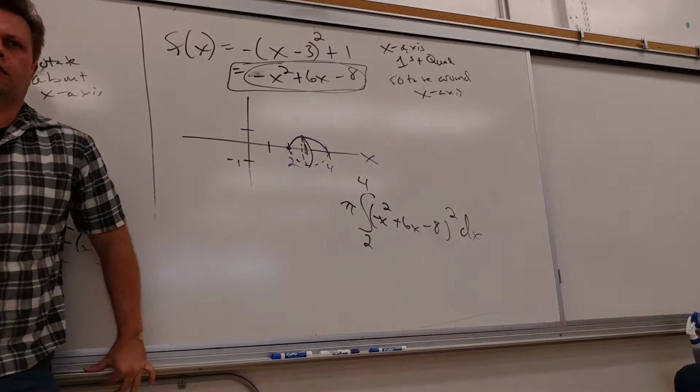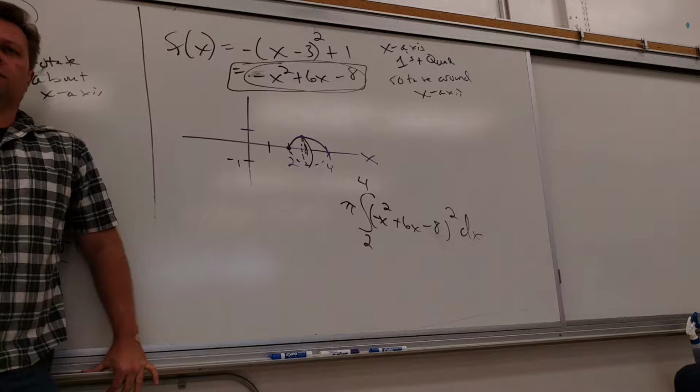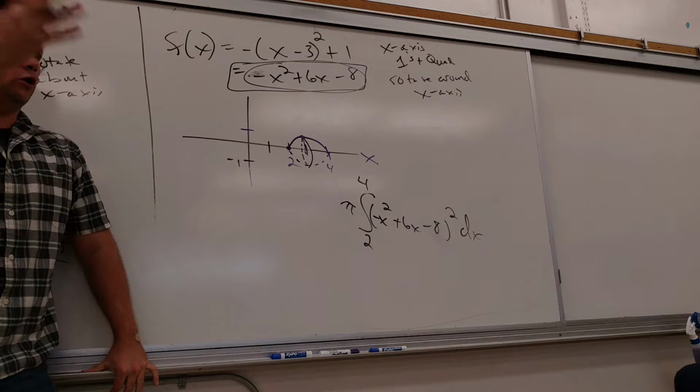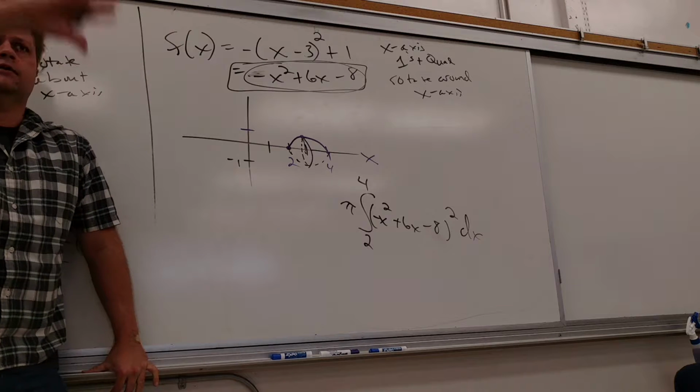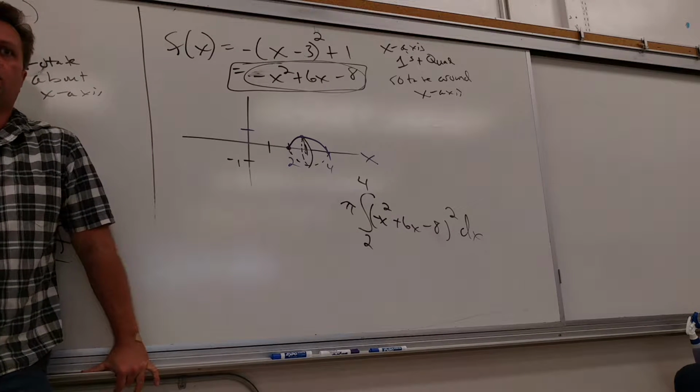That's really the only bad thing about the disk method: whatever your function is, you're going to have to square it. So it's nice if it's a radical. If it's a square root, the squaring of the inside is going to kill that square root. But if it's some polynomial, you've got to FOIL that polynomial out.